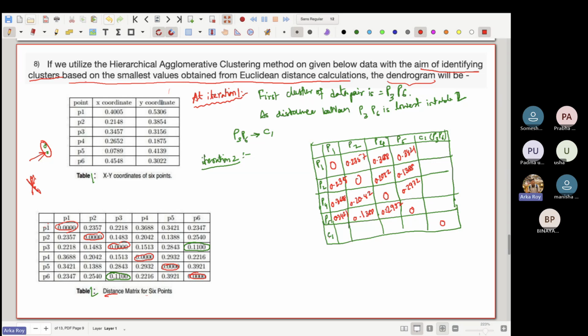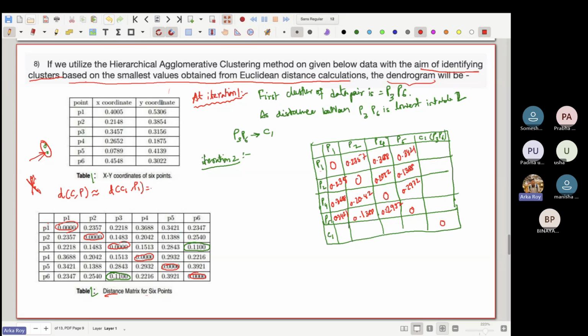Now the question is, how can we calculate the distance of P1 to C1? That is the catch now. So, distance from cluster to point. In our case, let's say distance from cluster 1 to P1, they have already mentioned that identifying clusters is based on the smallest value of the Euclidean distance.